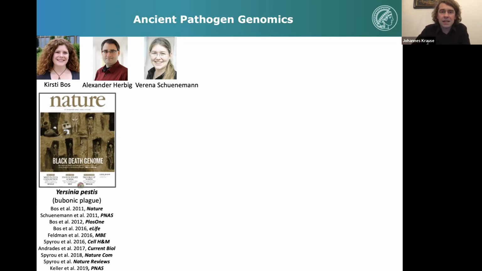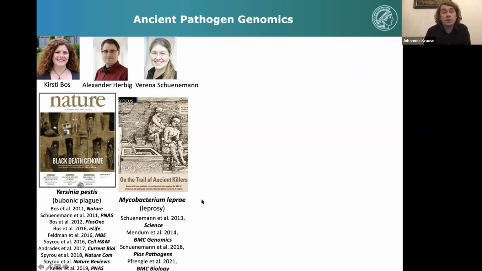So plague, really Yersinia pestis, the causative agent of plague, is one of the main topics. And I will talk mostly about that today as an example of what we can actually do with this type of approach. We also looked a lot into Mycobacterium leprae evolution, the causative agent of leprosy, where the oldest ones we could actually trace back now to even Egyptian mummies, so about 3,000-year-old samples.